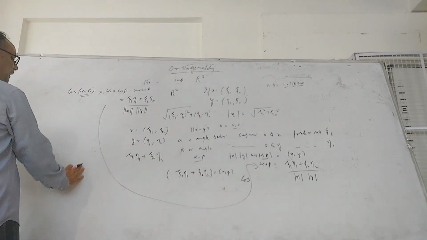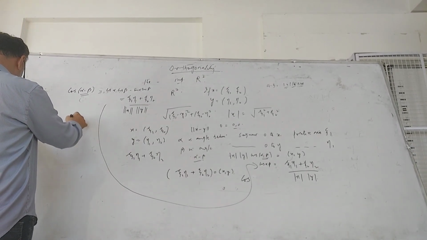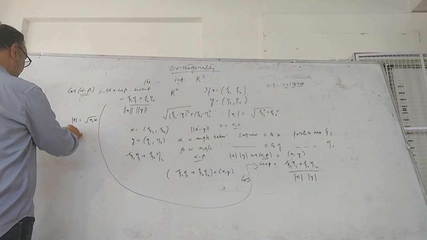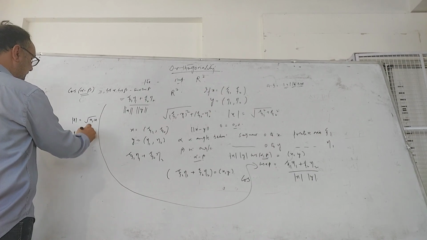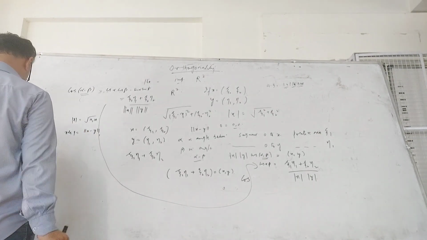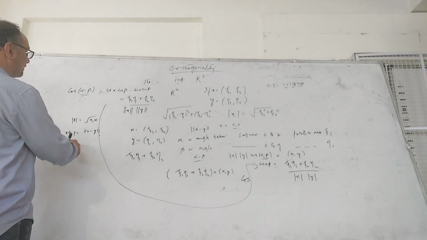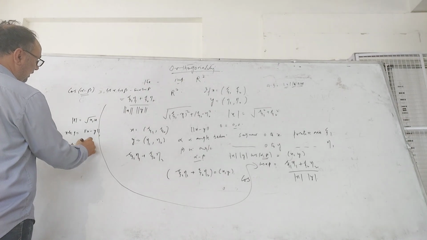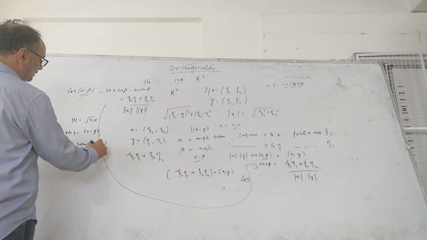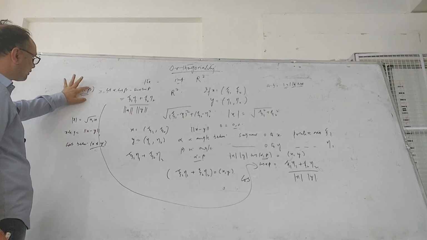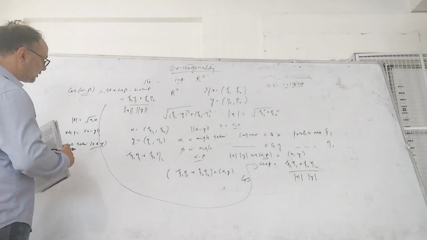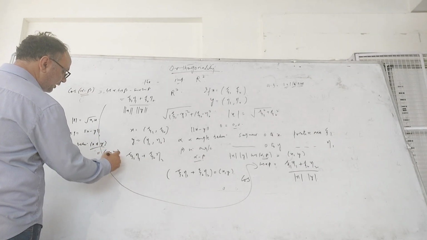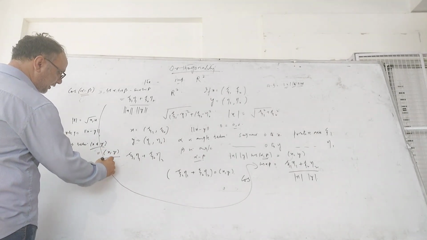And the distance from 0 to x, if it's from the origin, is the modulus of x. From x to y, the distance is x minus y. And the cos of the angle between the two will be the inner product of x and y, divided by the modulus of x and the modulus of y.